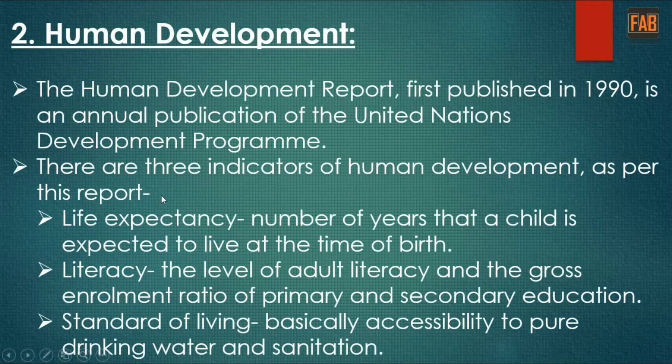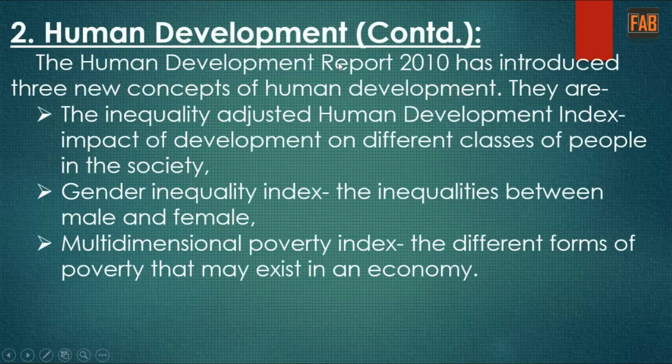In the previous slide, we discussed the Human Development Report of 1990. Now we're going to discuss the Human Development Report of 2010. This report introduced three new concepts of human development, and they are the Inequality Adjusted Human Development Index. This particular index measures the impact of development on different classes of people in the society, that is the lower class, middle class and upper class.